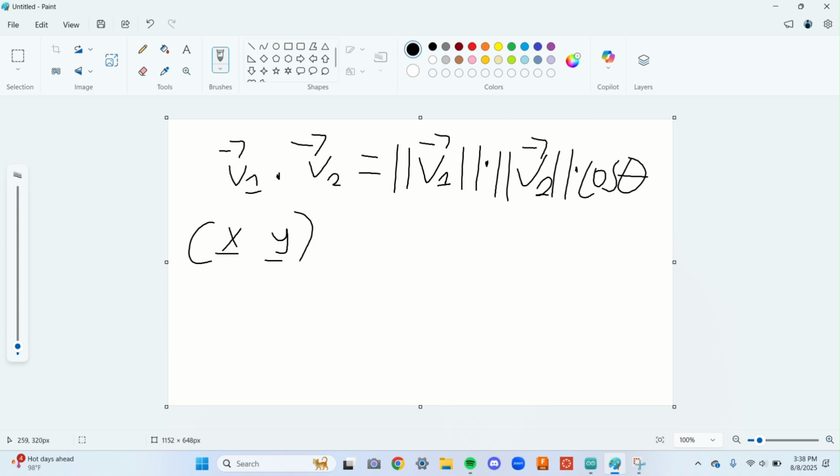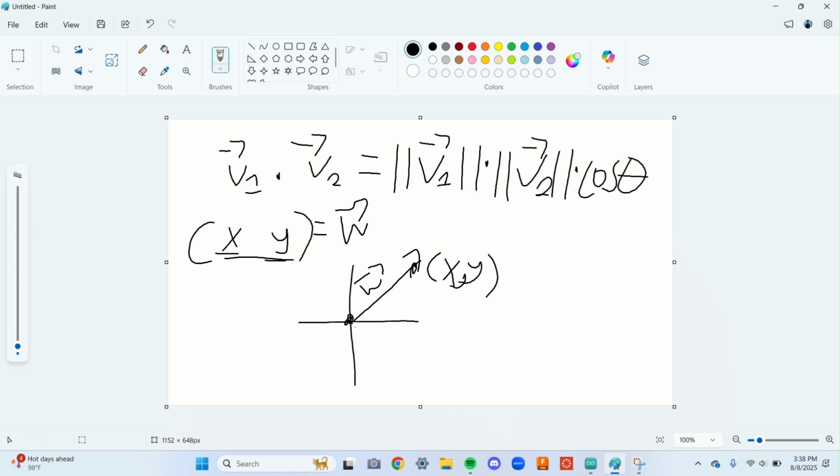And another way, we express 2D vectors like this, x, y, where this is their x component, this is their y component. What does this mean? Well, when a vector starts from the origin, this is basically the coordinates of its arrowhead. So let's call this vector w. That means the arrowhead is going to be right here, x comma y. So that's what x, y means.